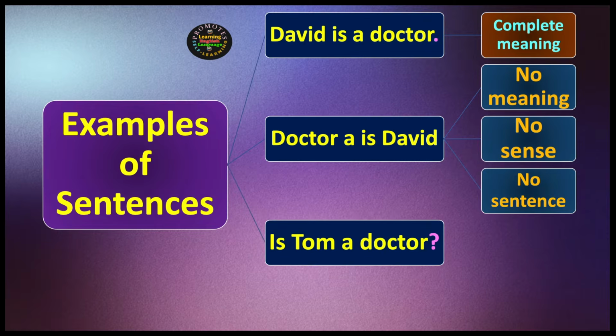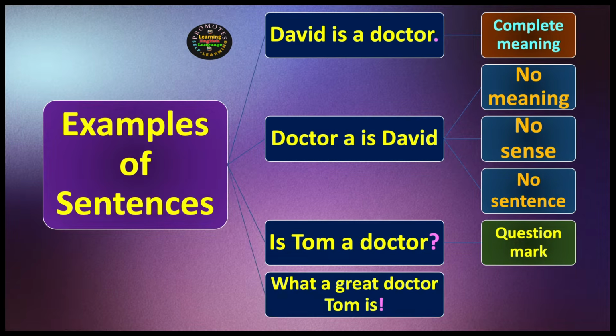Take another example. Is Tom a doctor? Question mark. Of course, it's a question type sentence. So we have a question mark. So this is also an example of a sentence. What a great doctor Tom is, with an exclamatory mark. Therefore, this is also an example of a sentence. So what we have come to know about a sentence is that it must give us a complete meaning, complete idea, must start with a capital letter and end with a full stop, question mark or exclamatory mark.